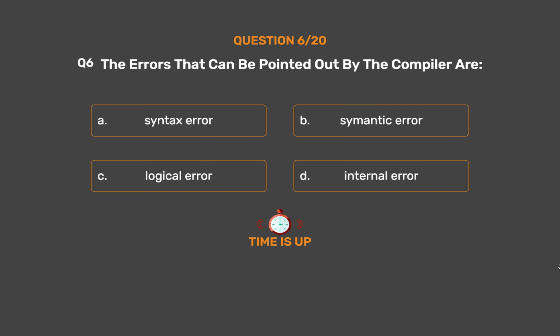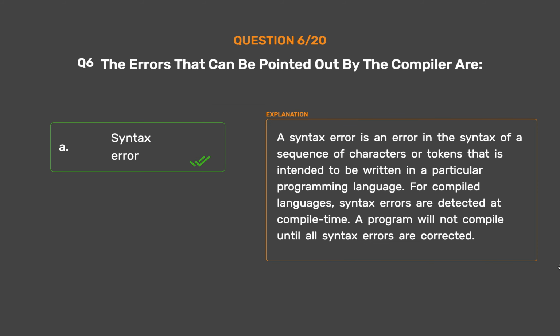The correct answer is Option A. Syntax error. A syntax error is an error in the syntax of a sequence of characters or tokens that is intended to be written in a particular programming language. For compiled languages, syntax errors are detected at compile time. A program will not compile until all syntax errors are corrected.